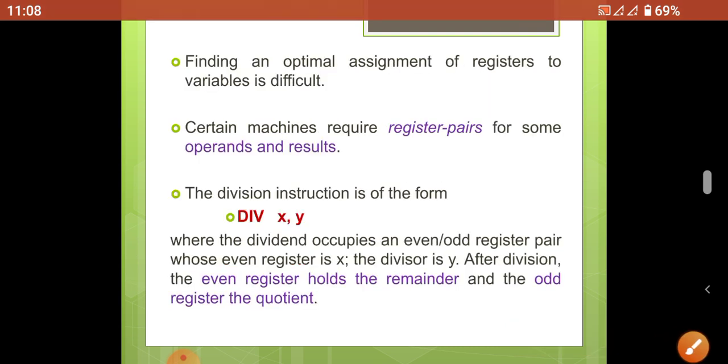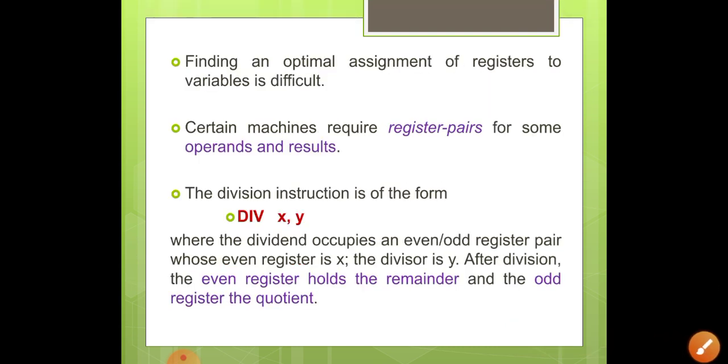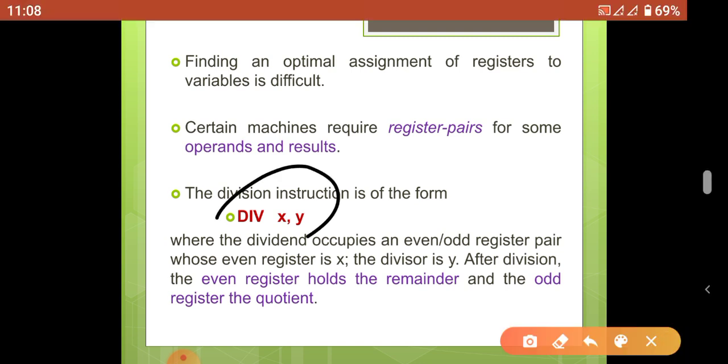Next we are going to discuss register allocation. Sometimes we need two registers for a single operation. Consider this example, div x comma y. Before we perform this operation, x and y should be loaded into registers. For loading two variables, we need a pair of registers, that is a register pair, to store the operands. First we store the two operands into the registers.